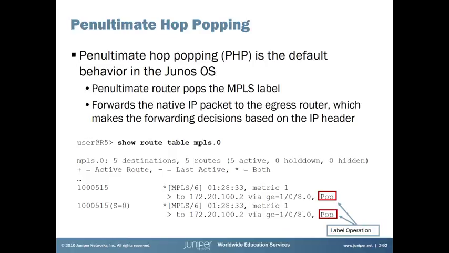Now, penultimate hop popping. Penultimate hop popping is the default behavior in the Junos operating system, and Cisco does exactly the same thing. The penultimate router pops the MPLS label and forwards the native IP packet to the egress router, which then makes its forwarding decision based on the IP header. That's R5, and we've got a pop statement there at R5.